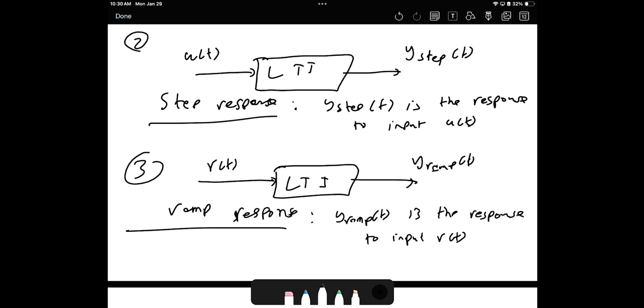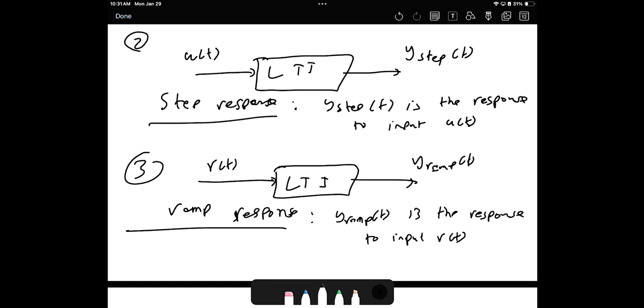So when I say step function u of t, delta function delta of t, ramp function r of t. But whenever I say step response, this means the outputs when I make the input u of t. When I say the ramp response, the outputs when I make the input a ramp, r of t. Impulse response, the output when I make the input delta of t, or sometimes we call it impulse function. Delta of t can be called delta function or impulse function.